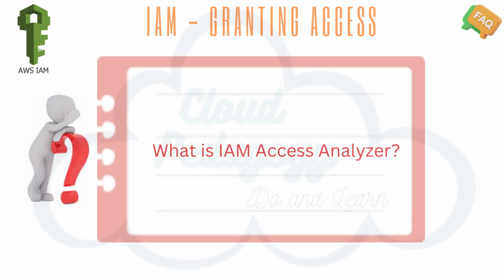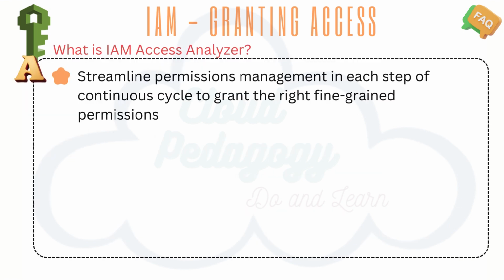Next, what is IAM Access Analyzer? Achieving least privilege is a continuous cycle to grant the right fine-grained permissions as your requirements evolve. IAM Access Analyzer helps you streamline permissions management in each step of this cycle.